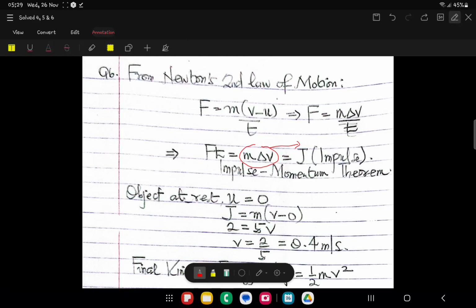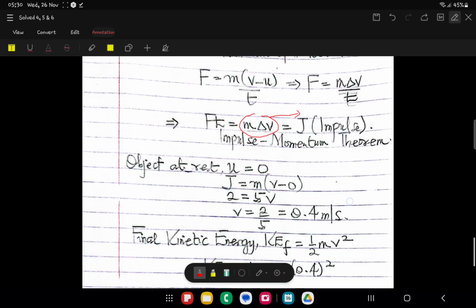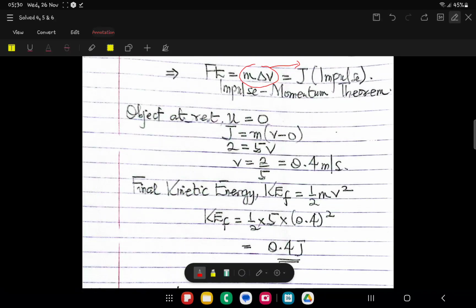Now, the question is telling us that the mass is 5 kg, and that object with that mass is initially at rest. Since it is initially at rest, the initial velocity is 0. Mind you, u here stands for initial velocity and v stands for the final velocity. So when we input into the expression, we have impulse is equal to mass times final velocity minus initial velocity. Since initial velocity is 0, we can write that our impulse is equal to mass times final velocity, right? So our impulse is 2, so 2 equals 5v, giving us our final velocity to be 0.4 meters per second.